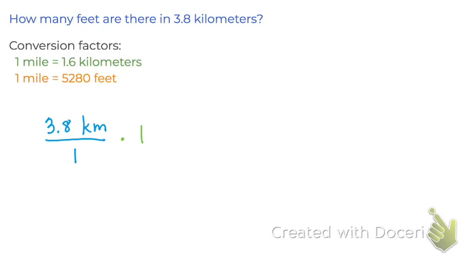If 1 mile equals 1.6 kilometers, I can make a fraction that's equal to 1, because 1 mile and 1.6 kilometers are equal to each other. Since they're equal to each other, I could write it like this: 1 mile divided by 1.6 kilometers. I know that's equal to 1. Or I can write it like this, because I know that this is also equal to 1. So which of these versions of 1 should I multiply this 3.8 kilometers by so that the kilometers cancels out?